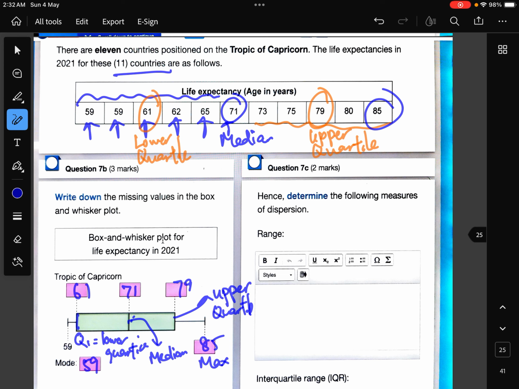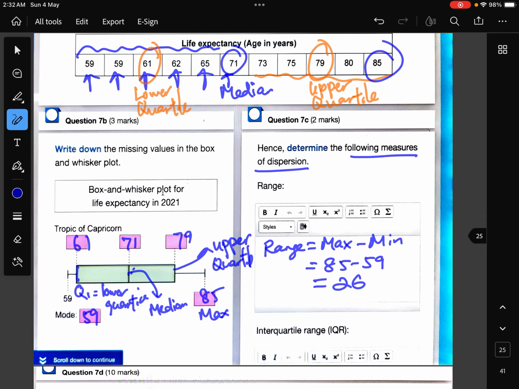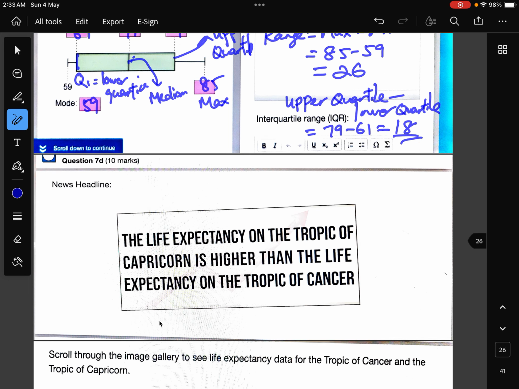And finally, we're going to find the following measures of dispersion, which is basically finding the range and the interquartile range. Now we know that the range is basically taking the maximum, subtract the minimum. So we're going to take 85, subtract 59, so that gives me 26 here. And of course the interquartile range is basically taking the upper quartile minus the lower quartile. So it'll be 79 minus 61, so that gives me 18. Okay, so that's 2 marks in the bag.